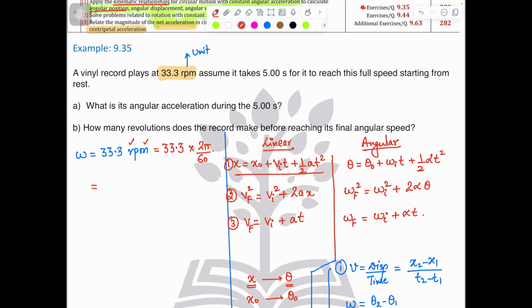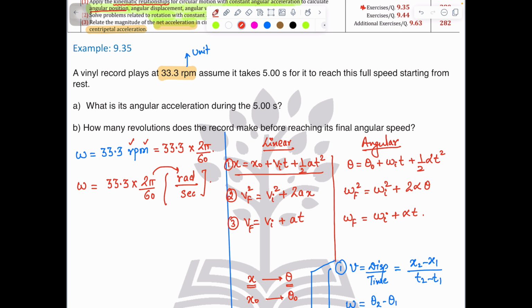So can I say 33.3 multiply 2 pi over 60, and what should be the unit? This will give you radian, this will give you second. Yes or no? Is it fine? This is your omega. Fine?